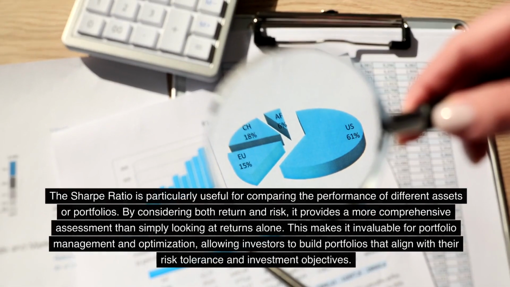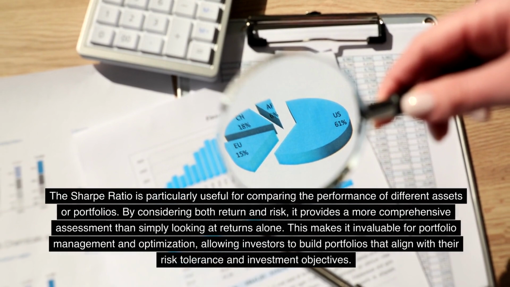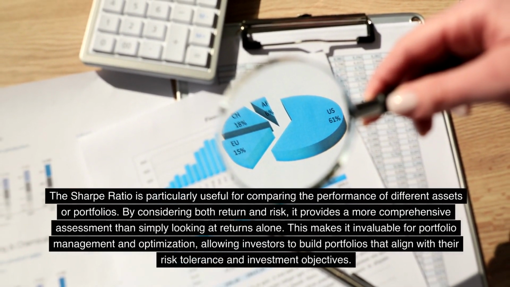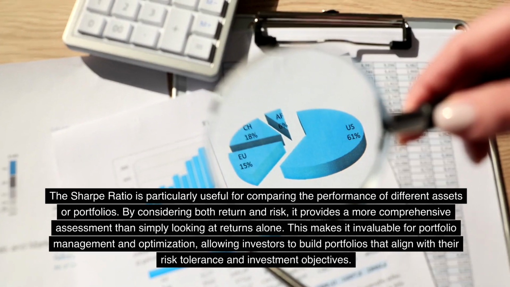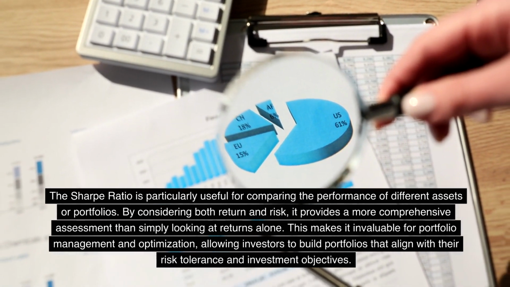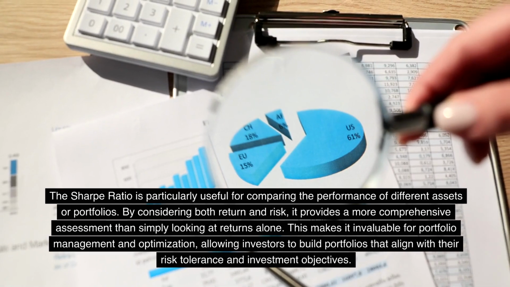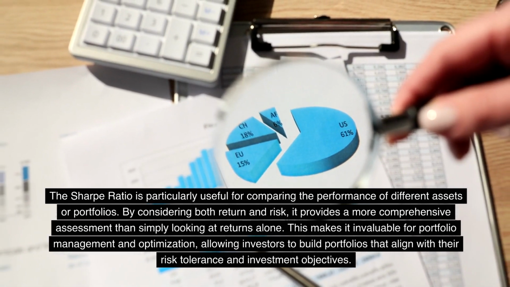The Sharpe ratio is particularly useful for comparing the performance of different assets or portfolios. By considering both return and risk, it provides a more comprehensive assessment than simply looking at returns alone. This makes it invaluable for portfolio management and optimization, allowing investors to build portfolios that align with their risk tolerance and investment objectives.